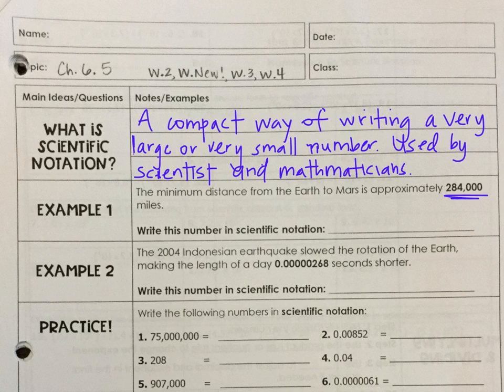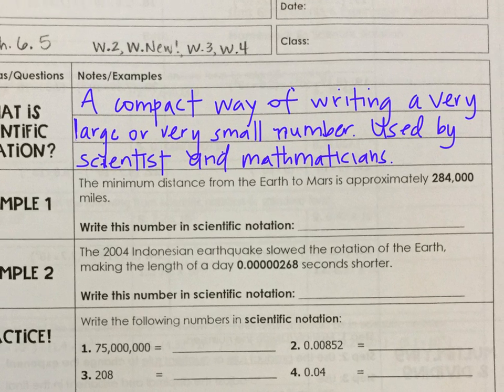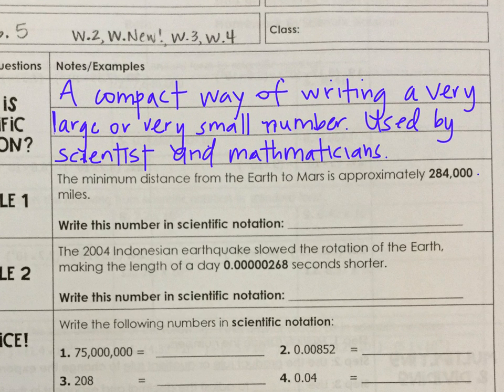So I have this very large number right here, 284,000. I want to write that in scientific notation. To do that, I can only have one number in front of the decimal. So that means I'm going to have to move my decimal. Right now it's at the end of the number. I'm going to have to move it 1, 2, 3, 4, 5 places. So my new number is 2.84 times 10, and I moved it 5 places to the left.